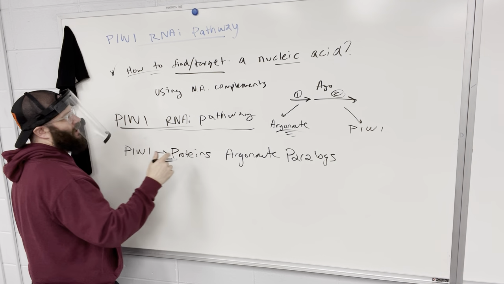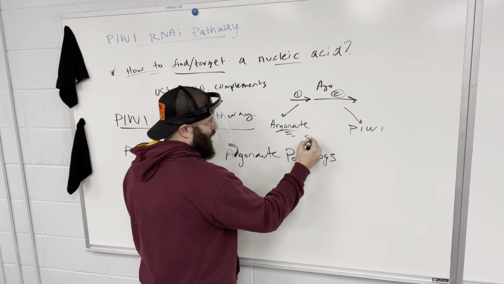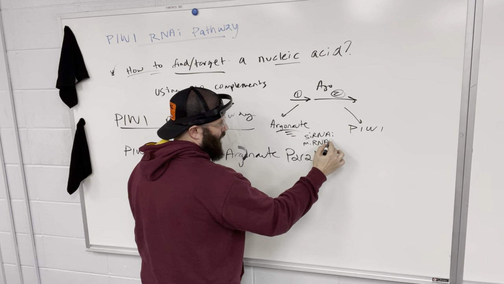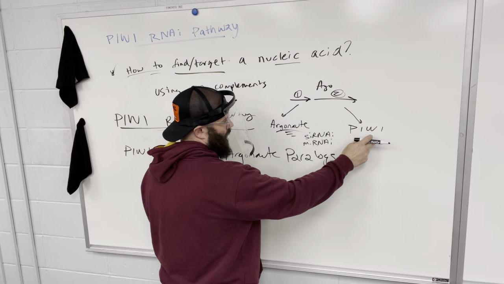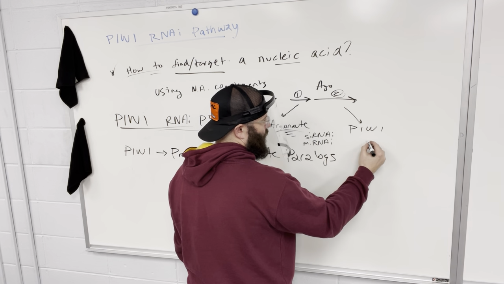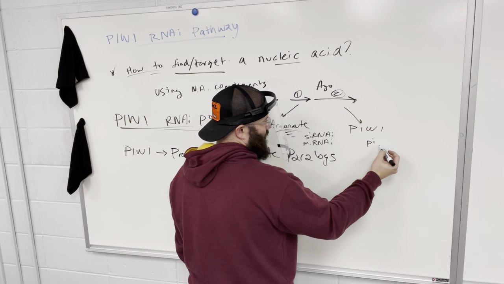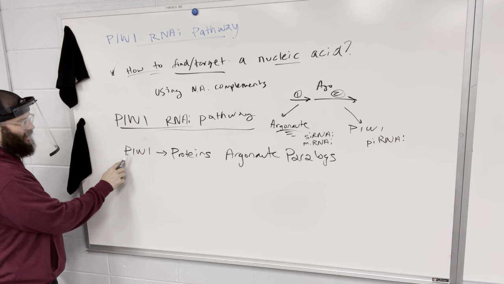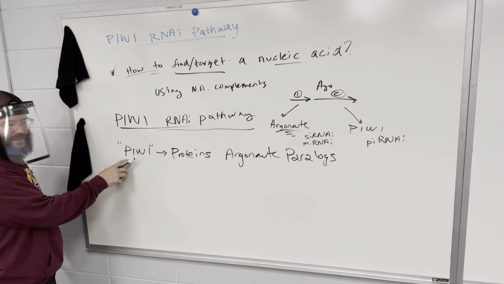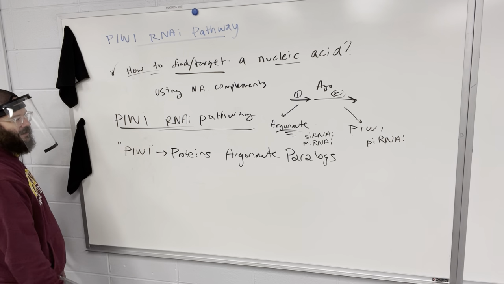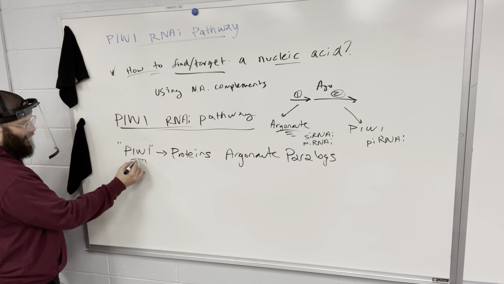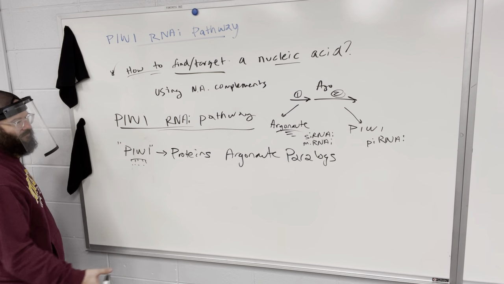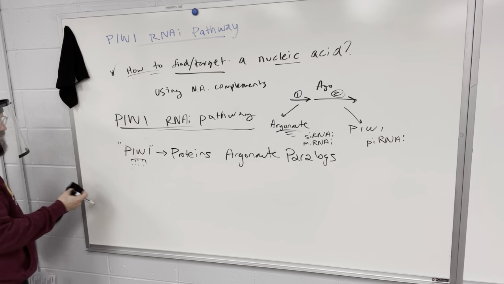The Argonaute proteins are responsible for siRNAi and microRNAi. And the PIWI variant Argonaute proteins are responsible for the PIWI RNAi pathway. So the important thing to remember is PIWI is the same thing as Argonaute. It's a protein, it's a nuclease. It gets complexed with some guide RNA and it cuts up transcripts. It's the same thing. It just has a different name.